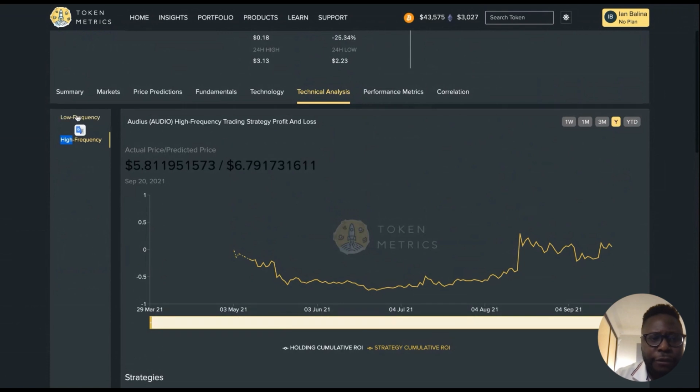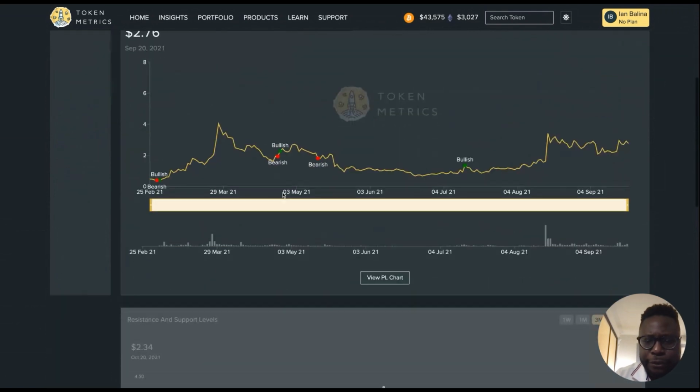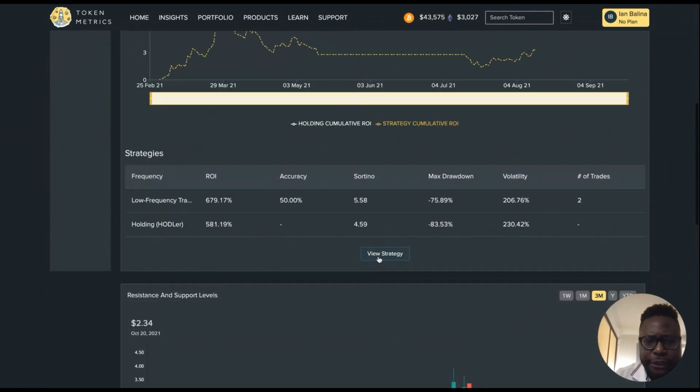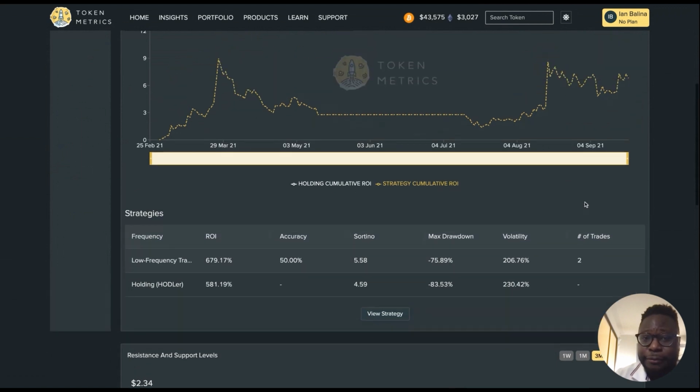If we now go to the low frequency strategy, let's compare this and see how it is. So even this is still better than being a hodler, right? Lower max drawdown, lower volatility, better Sortino ratio, and a better ROI, and also pretty good accuracy with just 2 trades.